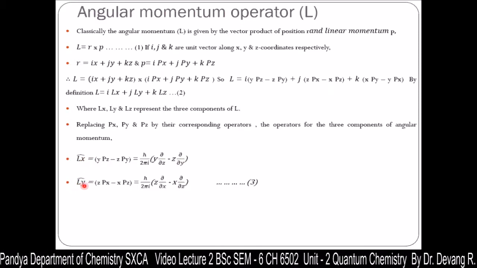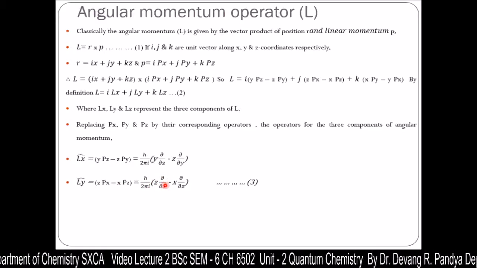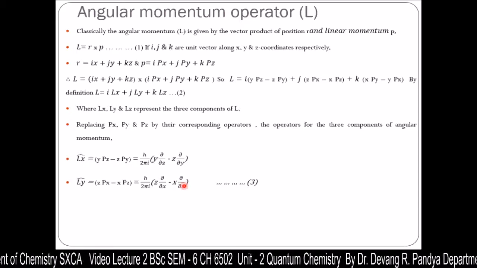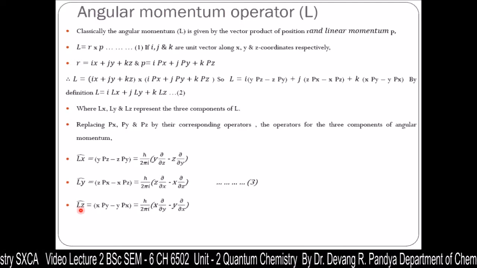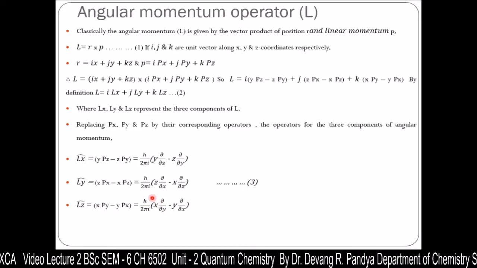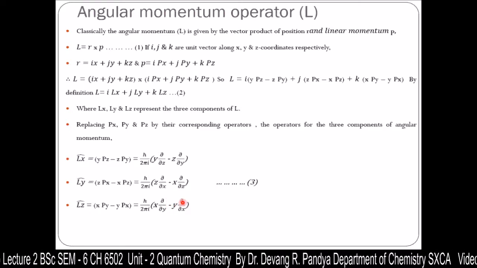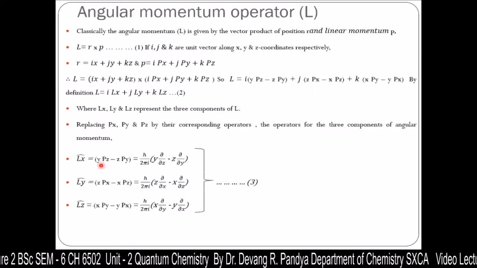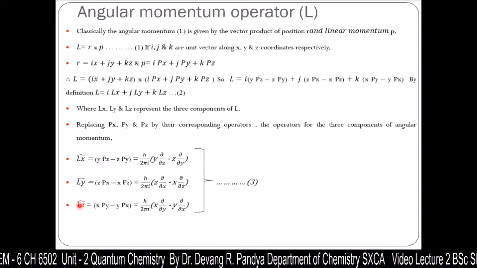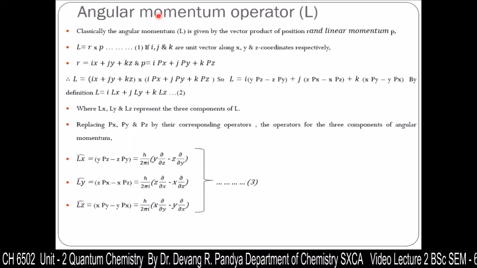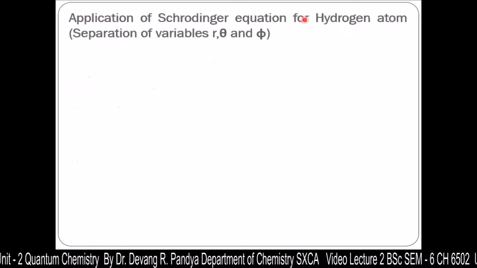Angular momentum on the y-axis can be represented as h upon 2 pi i, z d by dx minus x d by dz. And similarly, the angular momentum operator on the z-axis can be represented as h upon 2 pi i, x d by dy minus y d by dx. So that is equation number 3, and the sum of these three, Lx plus Ly plus Lz, will represent the total angular momentum operator L for the system.